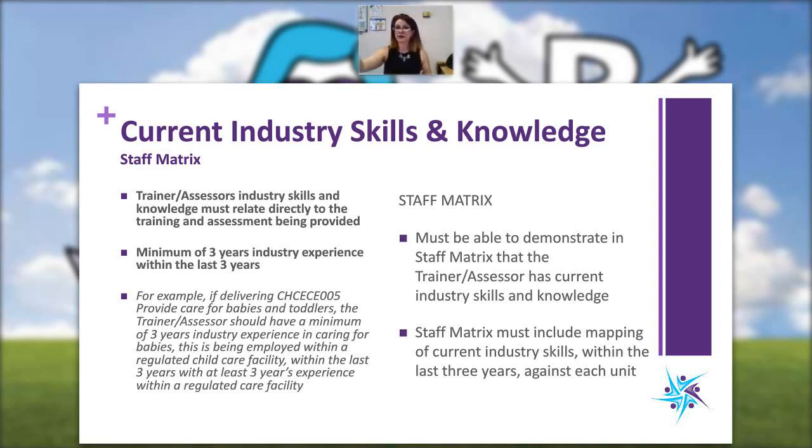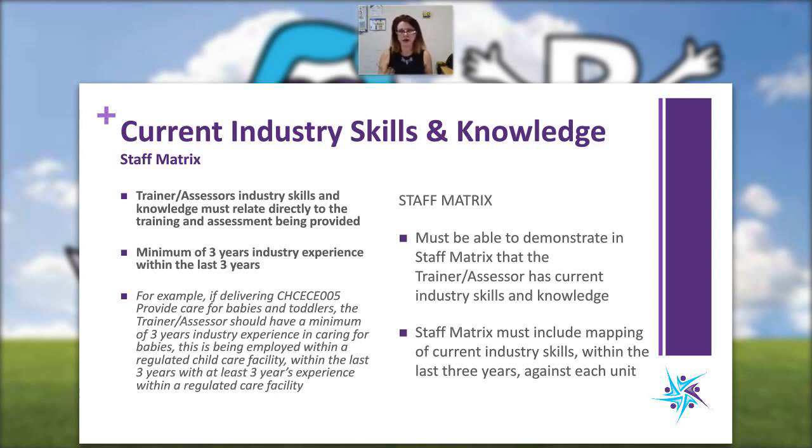As I said before, if they hold the current qual, you only have to map it across with the current units, with the exact same units. You only have to map across to the full qual. But you should demonstrate, the trainer or assessor should demonstrate their currency and their current skills and knowledge against those unit of competencies or the qualification. So they should have, in the matrix, they should map across their current skills and knowledge and within the last 3 years. So within the last 3 years and at least 3 years industry experience.